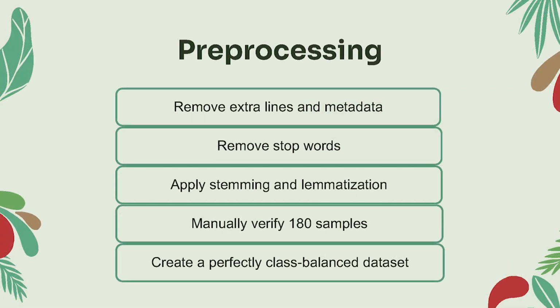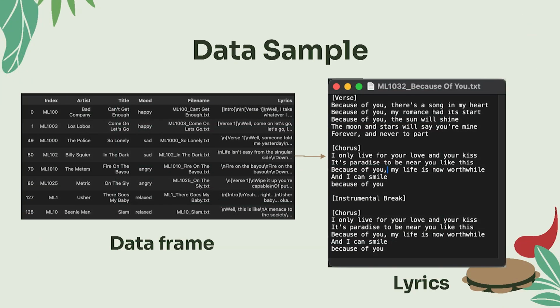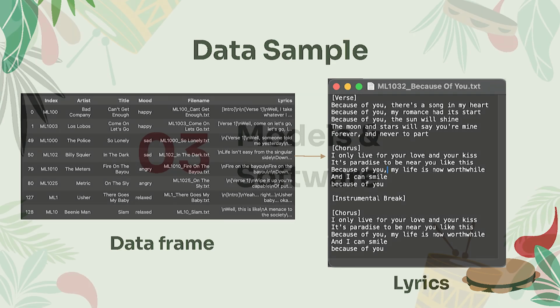And once we do this, to clean the data, we first remove the extra lines and metadata and also the stop words. Then we go into stemming and lemmatization. After that, we create a 180 sample manually verified sub-data set, which is used for training. Then here's an example of how our lyrics look and the data frame that we have used.